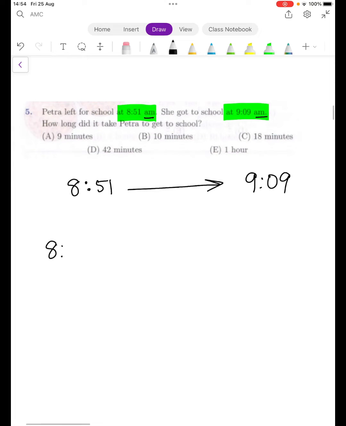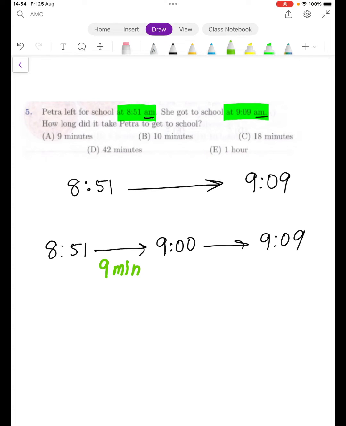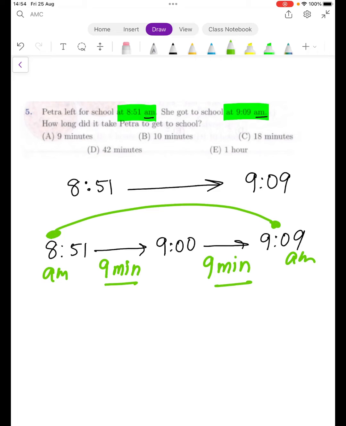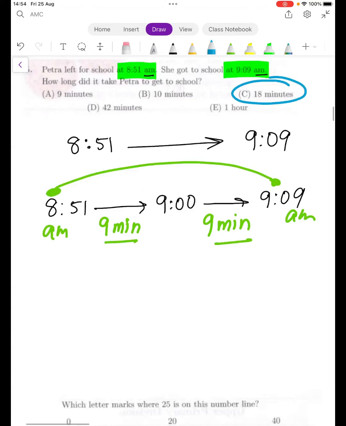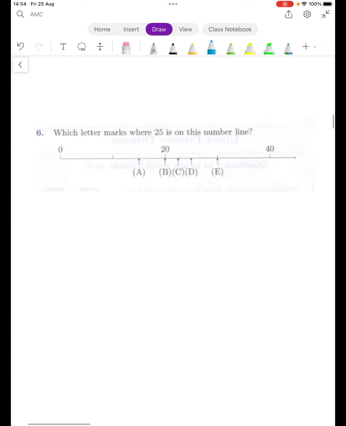So instead of trying to calculate like this, what you can do is try from 8:51 to 9 o'clock. How many minutes to reach from 8:51 to 9 o'clock? That is 9 minutes. And now again, going forward from 9 o'clock to 9:09 a.m., how many minutes is that? That's easy peasy. That's only 9 minutes. So to reach 9:09 a.m., it is 9 minutes plus 9 minutes. That is 18 minutes. Our 18 minutes is here. This is the answer, C. Let's go forward.